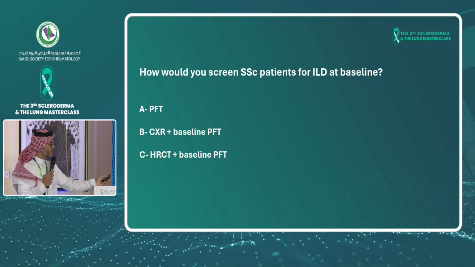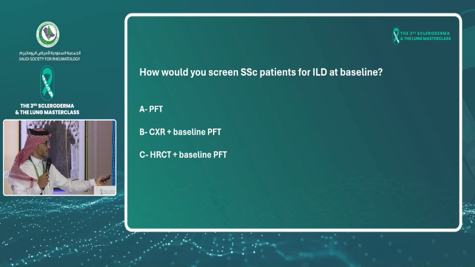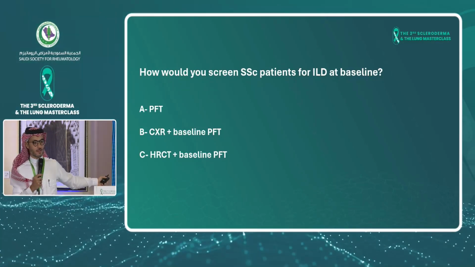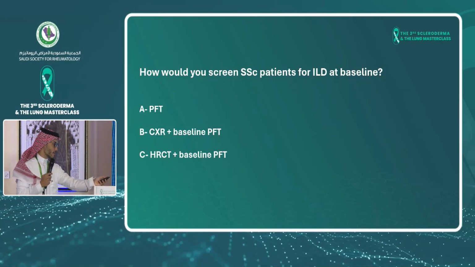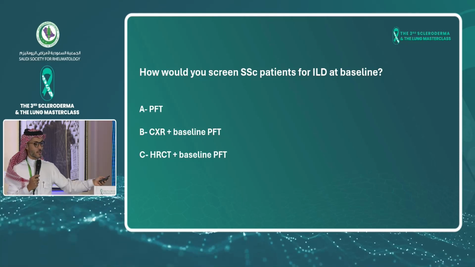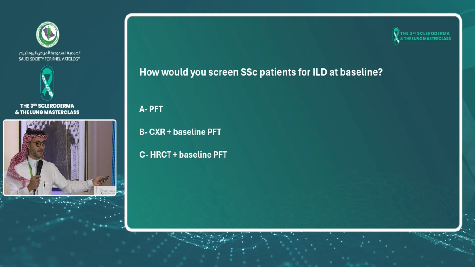So the second question in my talk: how would you screen a systemic sclerosis patient for ILD at baseline? A, PFT; B, chest X-ray plus baseline PFT; or C, HRCT plus baseline PFT?